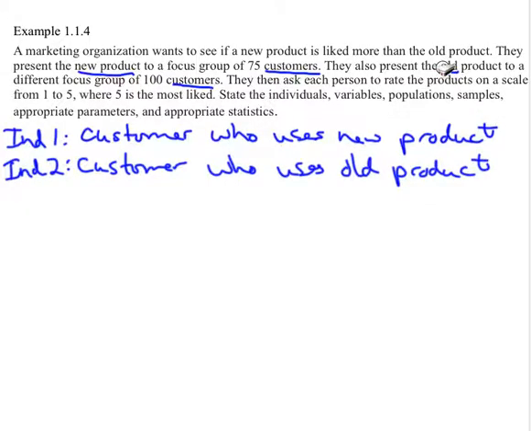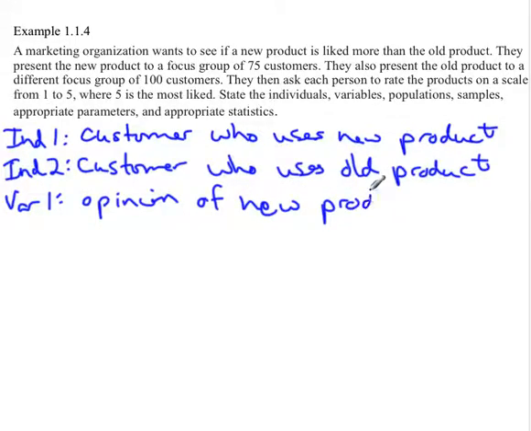Now the next thing we want to figure out is what did we actually measure from these people? Looking around, we notice that they're talking about them rating it on a scale. And when you rate things on a scale, that means you're giving your opinion. So variable one would be the opinion of the new product, and variable two would be the opinion of the old product.